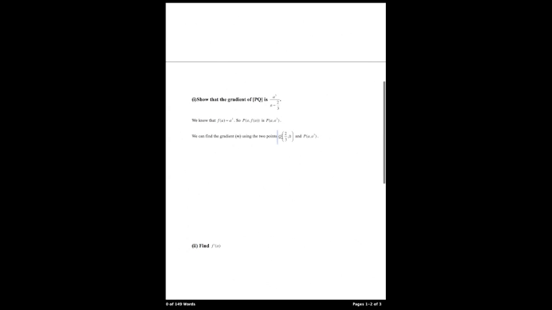The first part of the question tells you to show that the gradient of PQ is a cubed over a minus 2/3. And we know from the question that f of a is equal to a cubed, and so we can translate P, (a, f of a), to (a, a cubed). So using this and point Q, which is (2/3, 0), we can find the gradient of PQ.